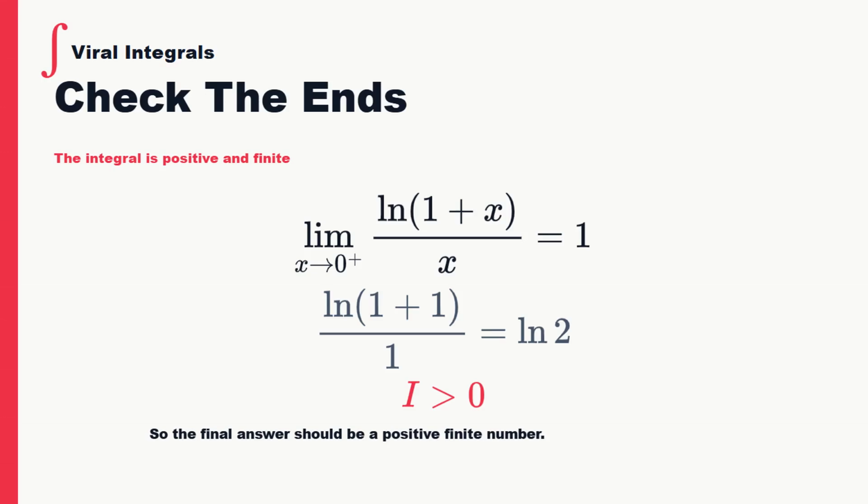So let's get started. Before doing anything, let's just check that the integral is not hiding an endpoint problem. Near 0, natural log 1 plus x behaves like x, so the quotient approaches 1. At x equals 1, the value is just natural log 2, and the value should be positive.